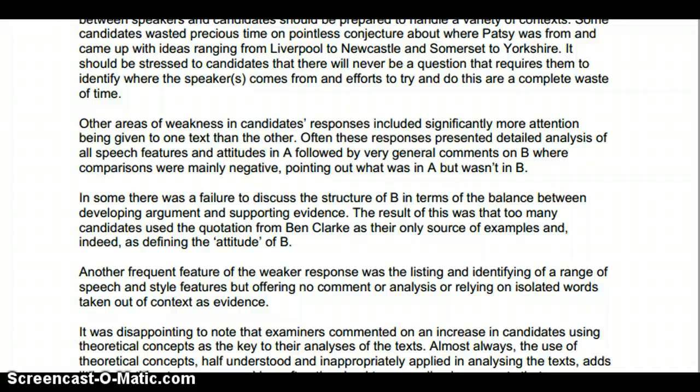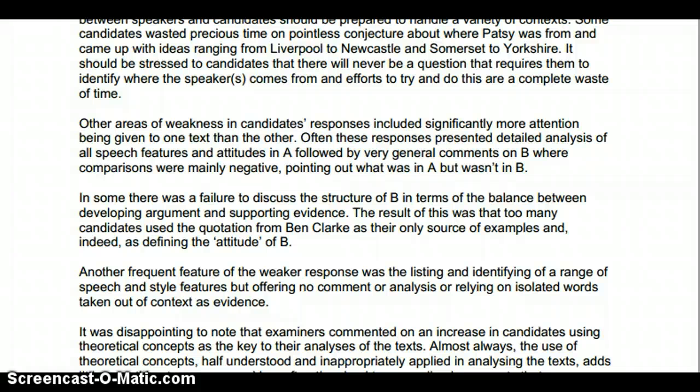In some, there was a failure to discuss the structure of B in terms of the balance between developing argument and supporting evidence. The result of this was that too many candidates used the quotation from Bone Clark as their only source of examples, and indeed as defining the attitude of B. So spread across it. Find lots of supporting evidence, look at how the overall extract is structured, and think about what links can be made between paragraphs and across from the start to the finish of the extract.